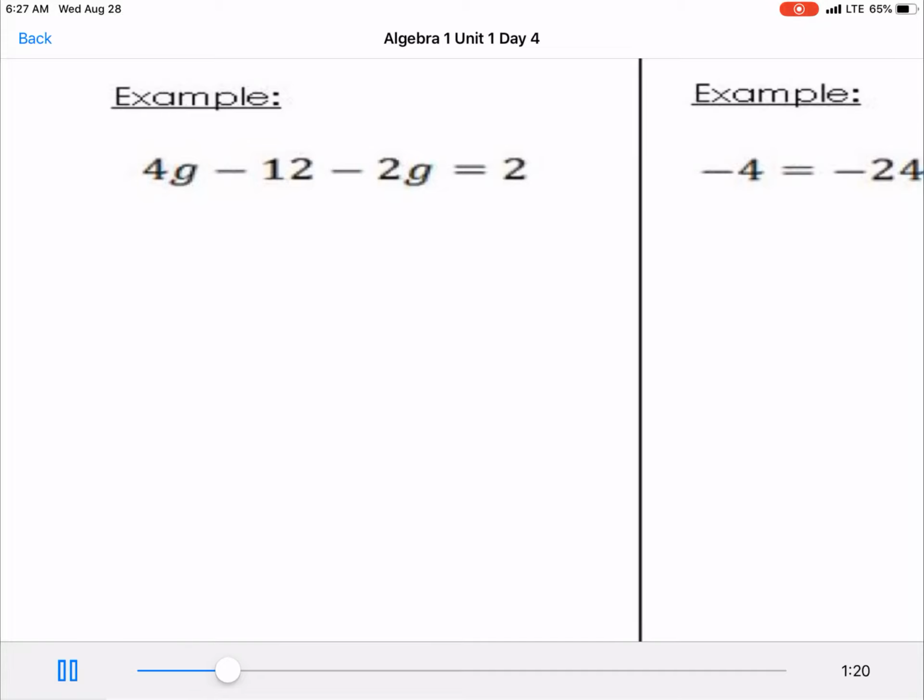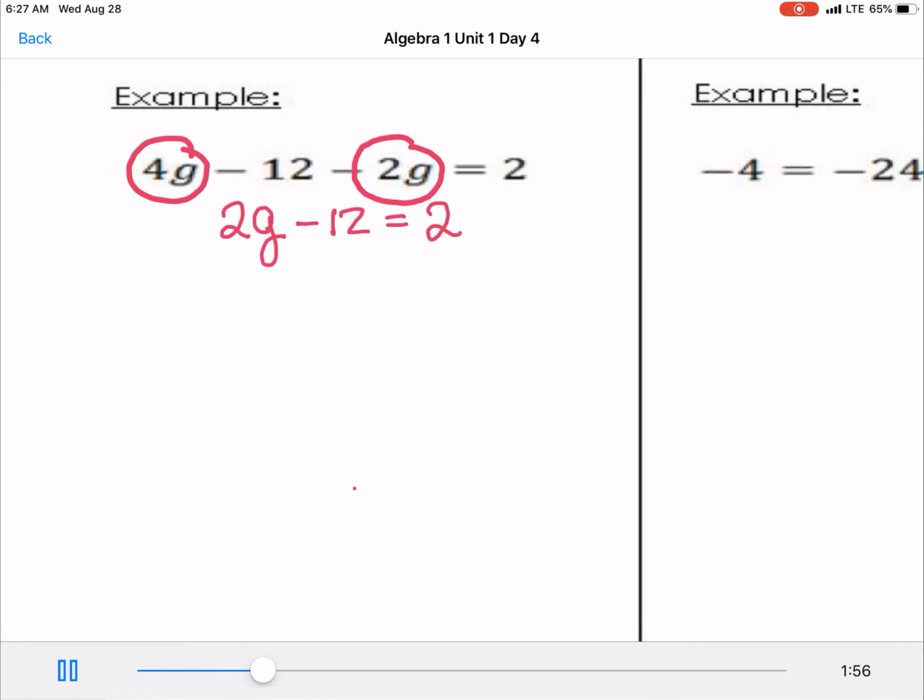4g minus 12 minus 2g equals 2. The first thing we have to check is if we have parentheses. We don't have any parentheses. Then combine like terms. So here 4g and negative 2g are my like terms. So 4 minus 2 is 2. So 2g minus 12 is equal to 2.